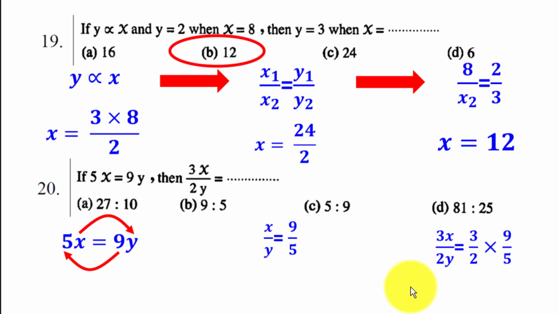Here there is no simplification, no common factors. We can say 3 times 9 over 2 times 5. We will get that 3x over 2y equals 27 over 10. It means 27 to 10. So the correct answer, guys, is A.